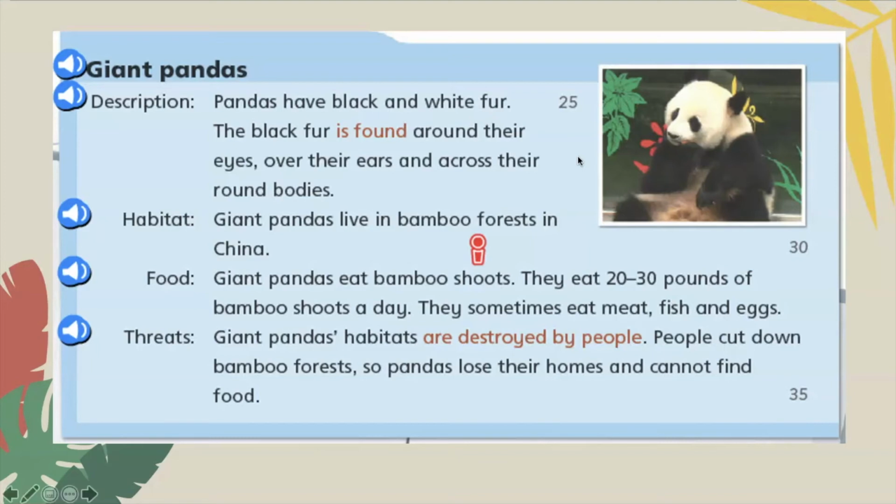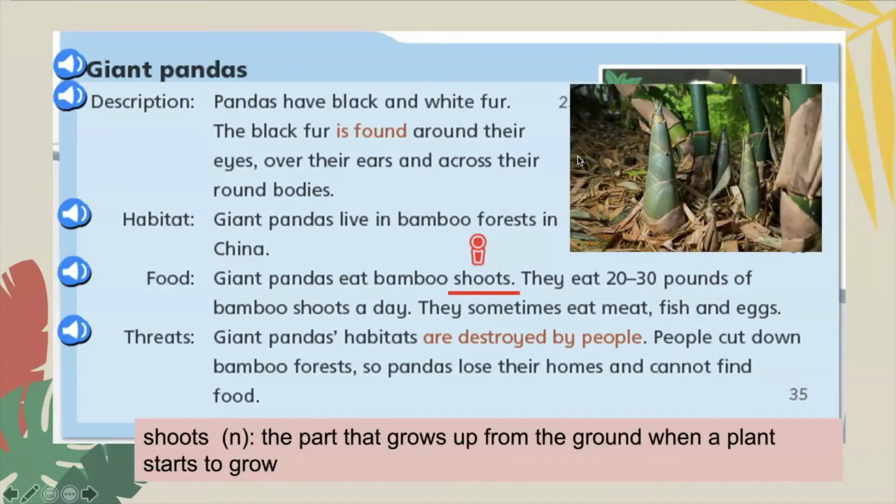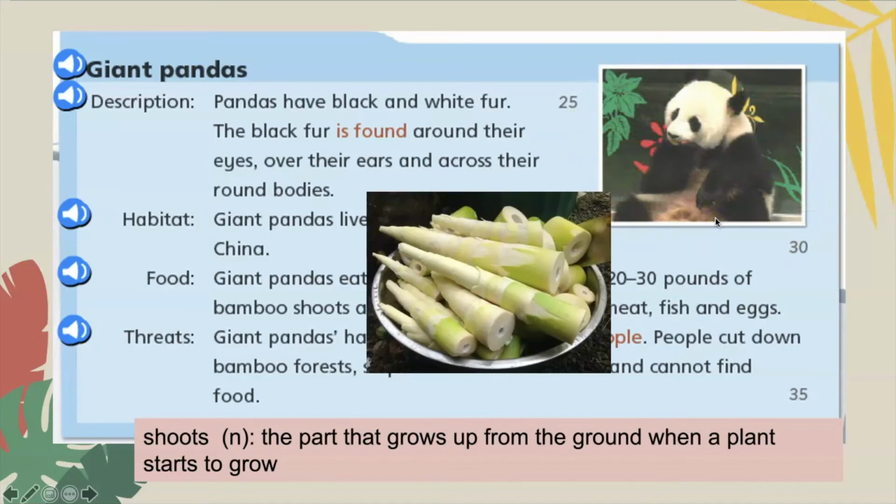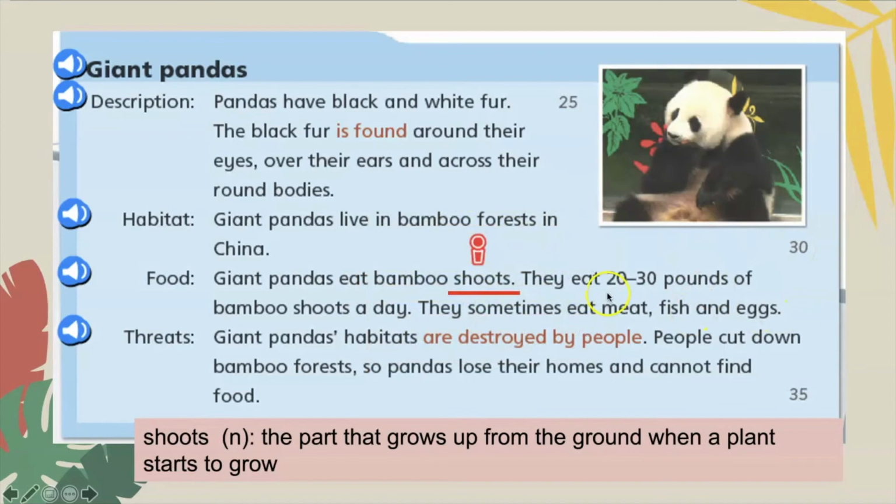And we all know that pandas like eating bamboo shoots. But do you actually know what they are? So shoots are the part that grows up from the ground when a plant starts to grow. So these are bamboo shoots. So when they become food, it is like this. As we can all see here, a giant panda can actually eat quite a lot a day.